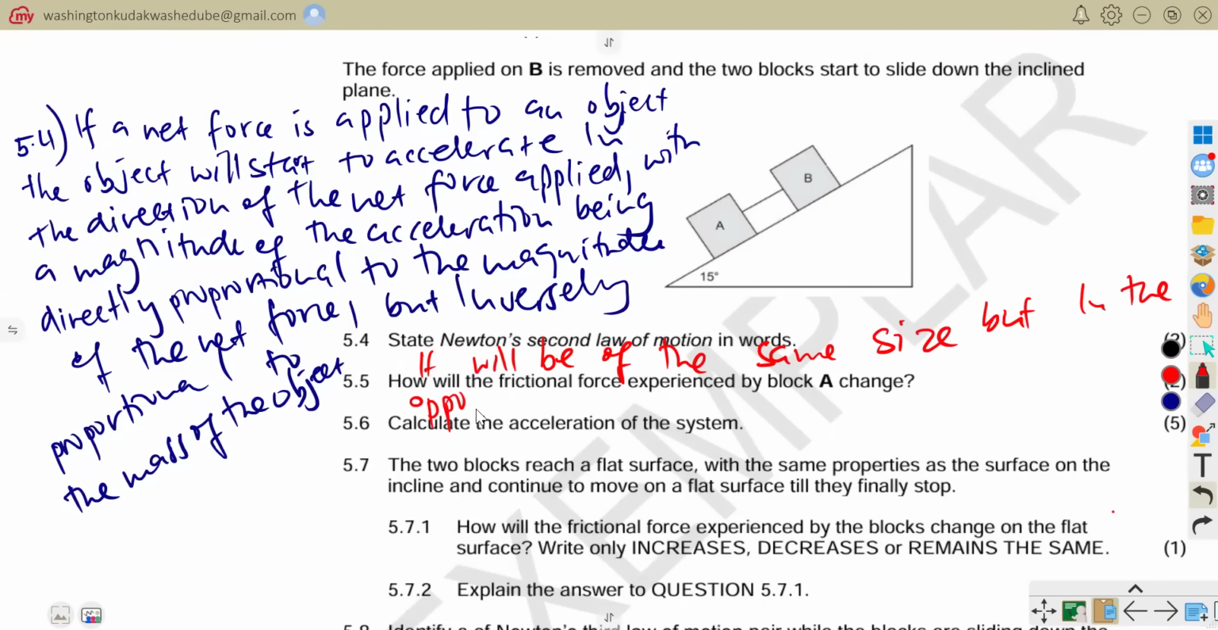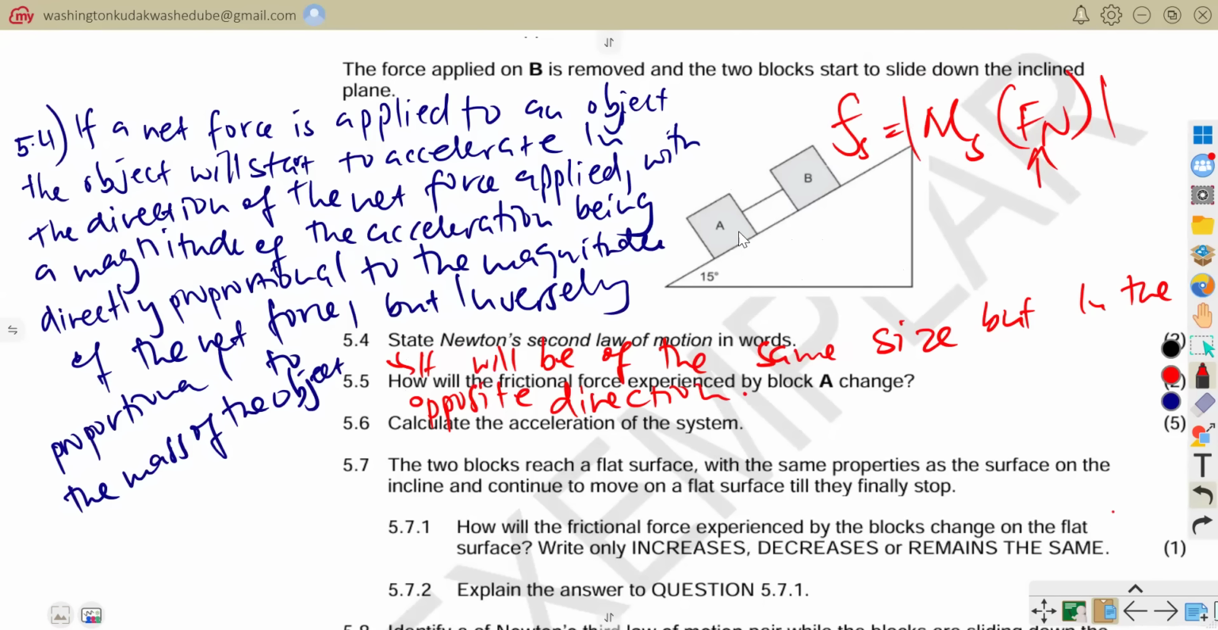Friction opposes the direction of motion, but friction is dependent on what? Frictional force is dependent on the coefficient of friction and the normal force. So here the weight did not change, the slope did not change, and the roughness does not change. So this will remain the same in terms of its magnitude. The magnitude will remain the same, but the direction is going to change. So the frictional force is now going to be in that direction, since this object will now start going down.